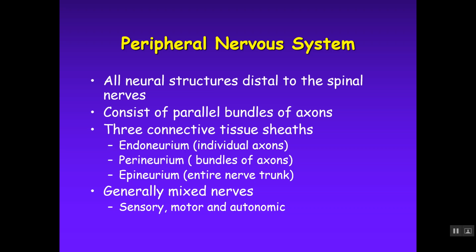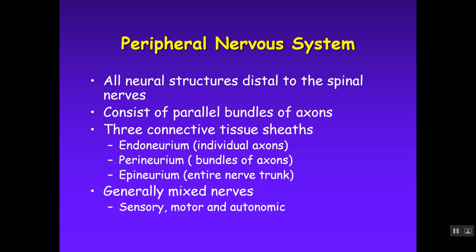So what do we mean by the peripheral nervous system? It's all neural structures distal to the spinal nerves. Okay, so once you get out of those dorsal roots, then comes the spinal nerve and out. Everything from that spinal nerve out is peripheral nervous system. And these are just parallel bundles of axons in these peripheral nerves. They contain sensory, motor, and autonomic axons, and they're contained within 3 connective tissue sheaths.